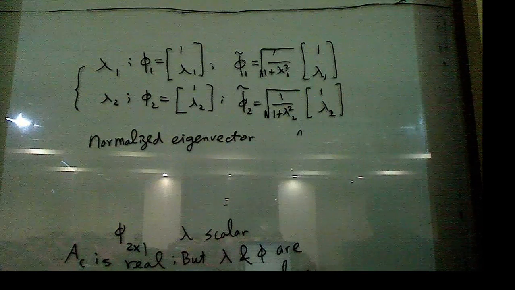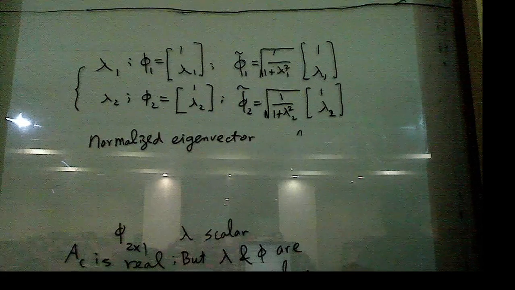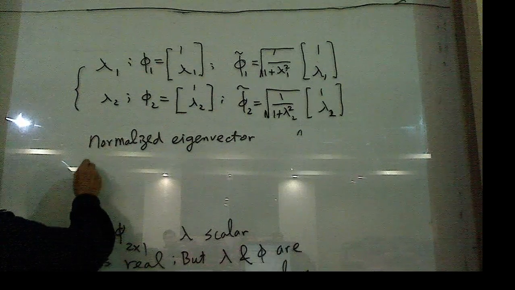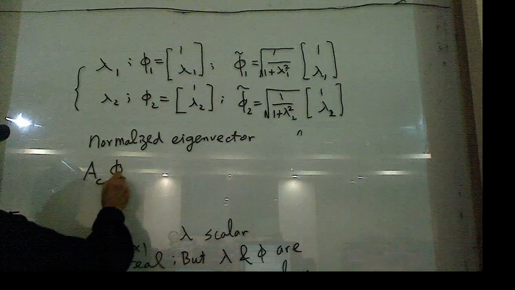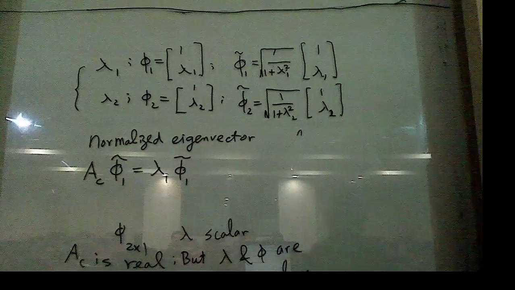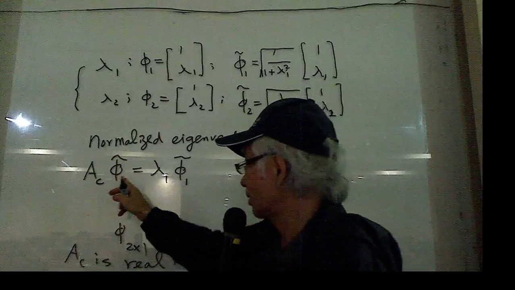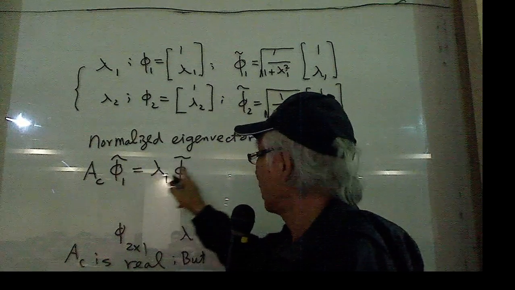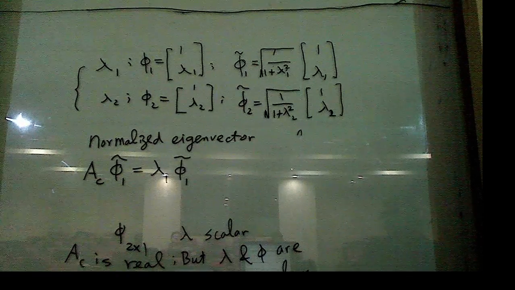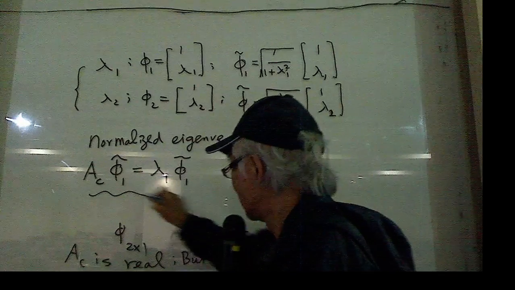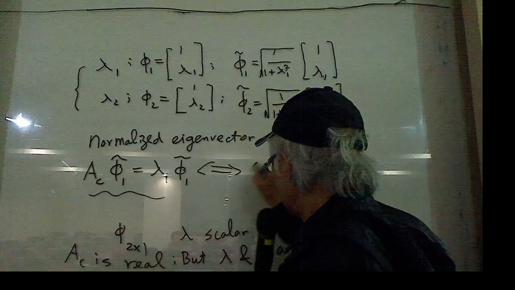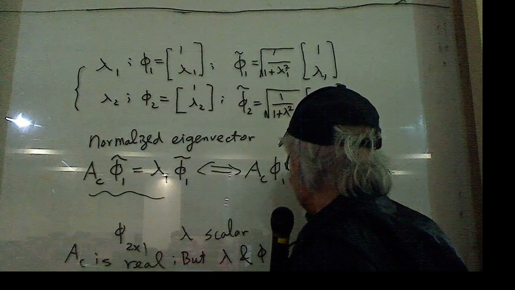Any questions? What's the difference between normalized eigenvectors and the original? There's no effect. A times the normalized one still equals lambda 1 times the normalized one, because it doesn't matter if you multiply by any constant value on both sides, it doesn't change the equation. Agree? The eigenvalue doesn't change, and the eigenvector's direction doesn't change. It's the same thing: A phi 1 equal to lambda 1 phi 1.